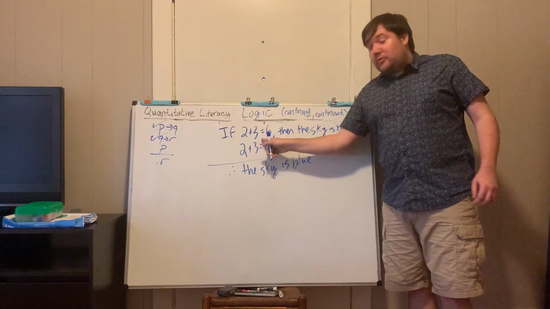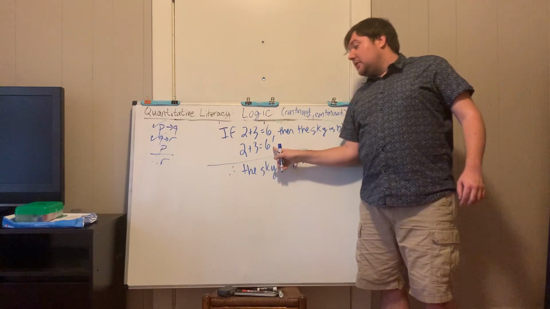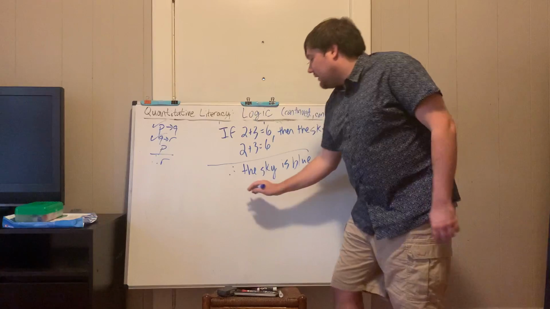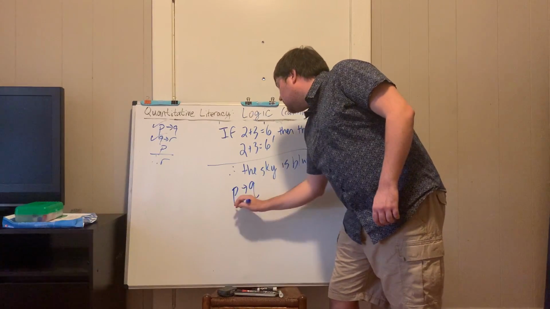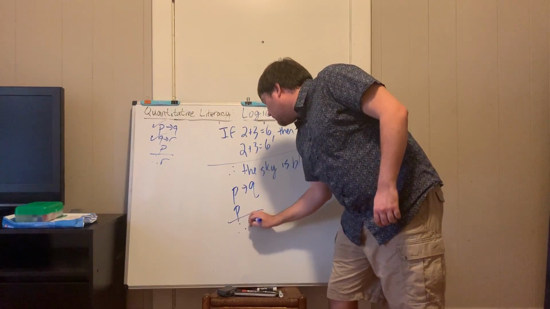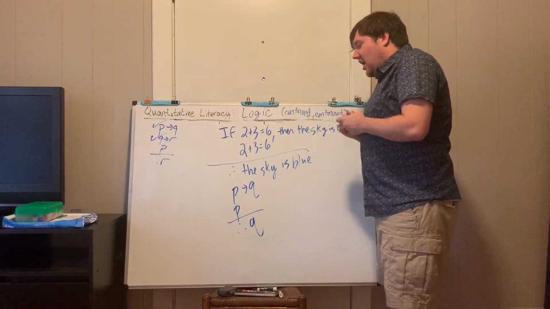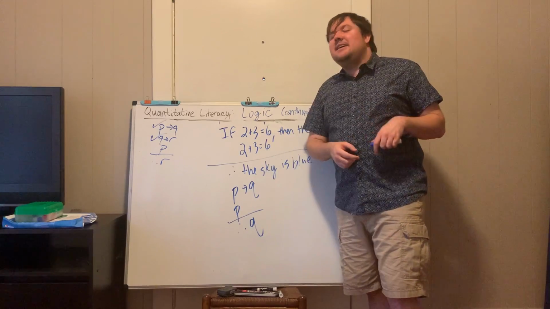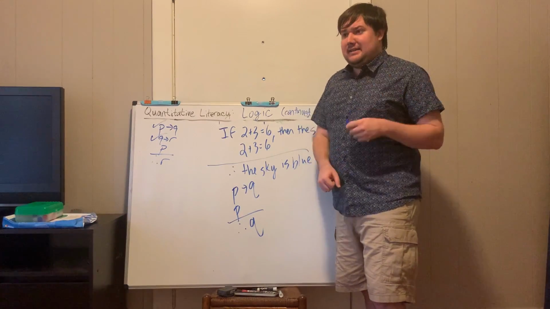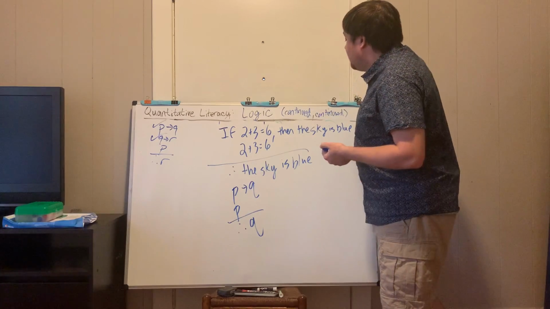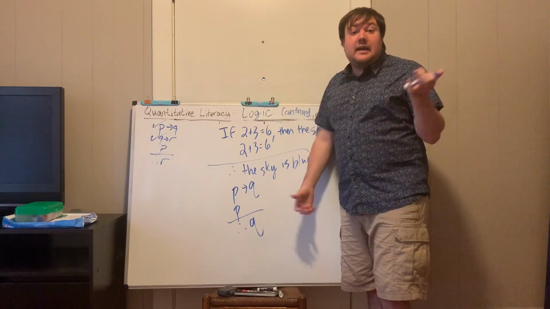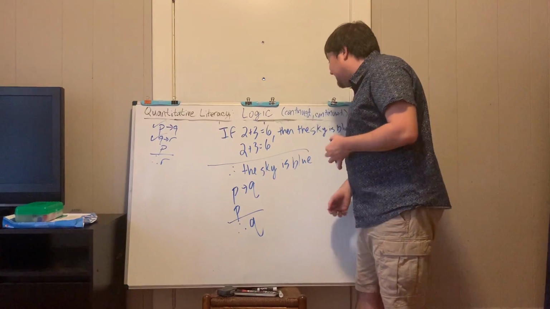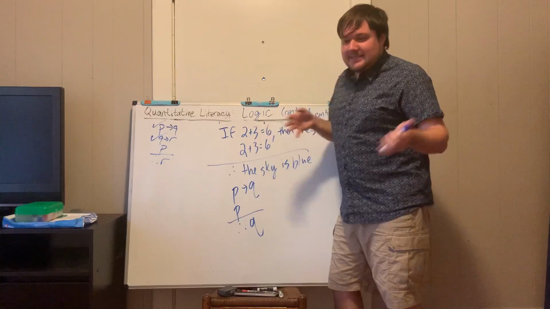If 2 plus 3 equals 6, then the sky is blue. 2 plus 3 equals 6, therefore the sky is blue. In other words, you've got if P then Q, P, therefore Q. Obviously, that doesn't really make sense because 2 plus 3 does not in fact equal 6. It in fact equals 5. The conclusion's true. The sky is blue most days when it's nice and sunny and wonderful out. But 2 plus 3 doesn't equal 6.